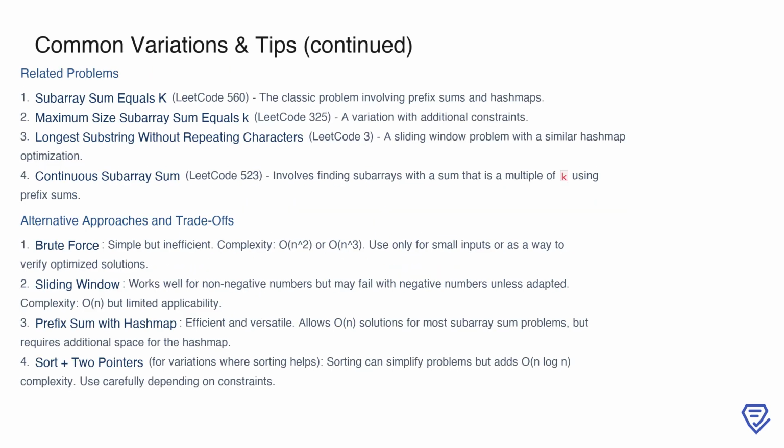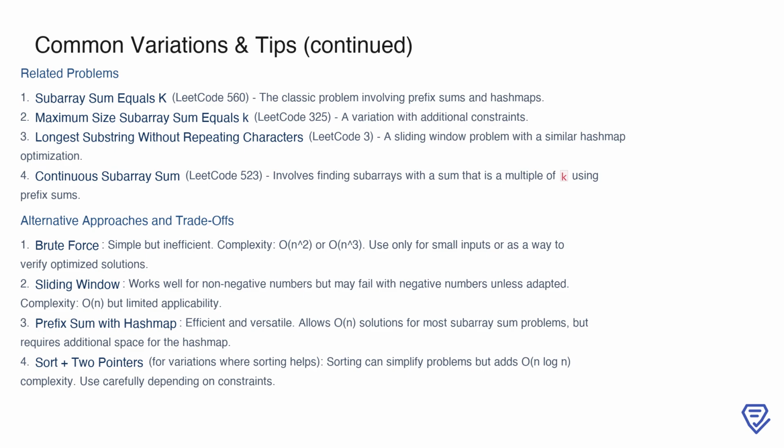To deepen your understanding, it helps to explore related problems. For example, LeetCode 560, subarray sum equals k, is a classic problem that also uses prefix sums and hash maps. The current problem, LeetCode 325, introduces additional constraints, making it a slightly more advanced variation. Other related challenges include LeetCode 3, longest substring without repeating characters, which uses sliding window and hash map techniques, and LeetCode 523, continuous subarray sum, which involves finding subarrays where the sum is a multiple of k.